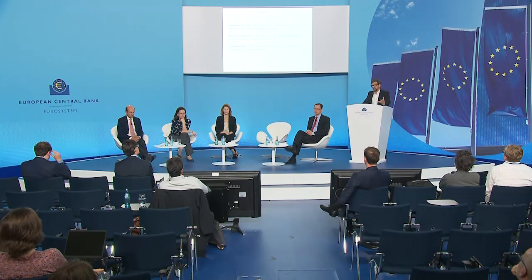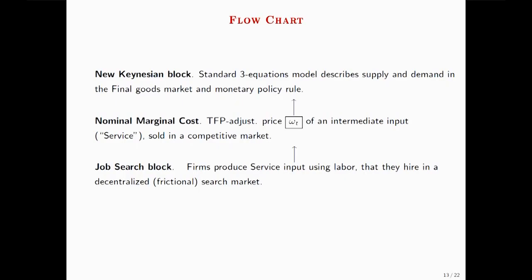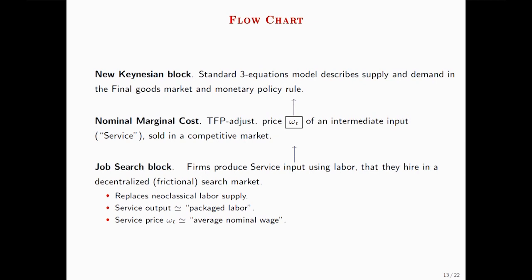Now, the difference to the standard new Keynesian model here is that the input factor into the production of the final good is what we call labor services, which is sold by firms that I'm going to describe in a minute to final goods producers at a price of omega t. And the way that labor services are produced is by hiring workers on a frictional labor market. Firms that we call service producers do so, and so they hire labor in a decentralized search market. And these hired workers get sorted into matches that are heterogeneous in productivity, meaning the amount of service that they produce, and then that service is sold to final goods producers as essentially packaged labor. So this service sector block replaces the neoclassical labor supply.